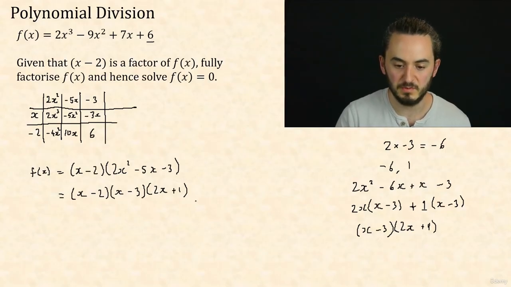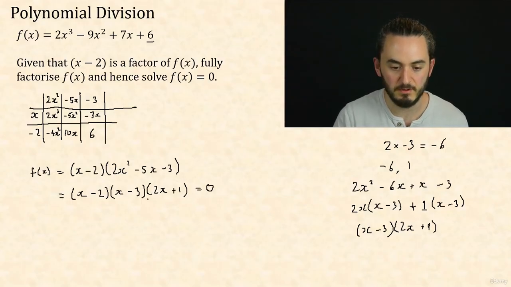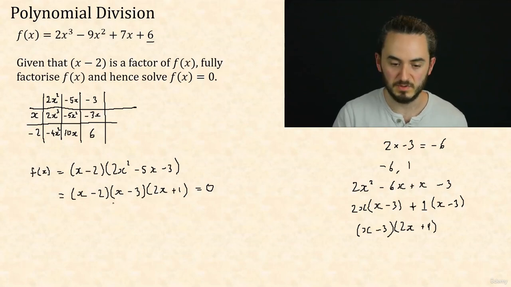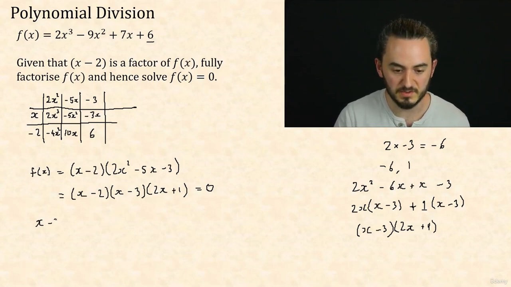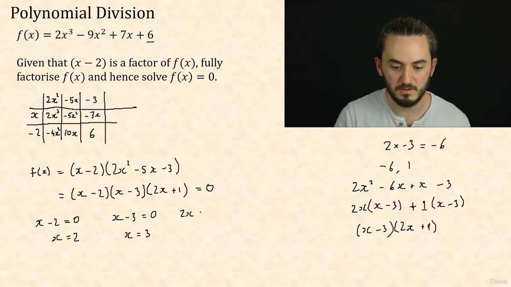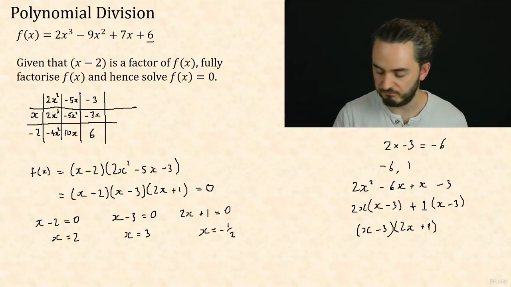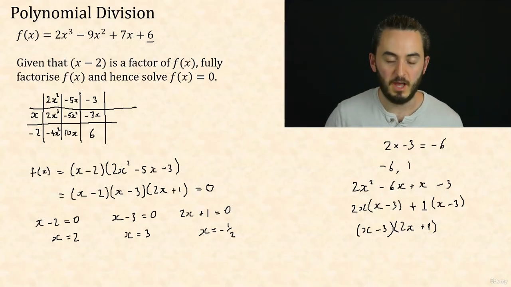It says hence solve f of x equals 0. So can we solve this equals 0? Sure we can, because if it's equal to 0, then one of the factors must be 0. So either x minus 2 equals 0, in which case x is 2, or x minus 3 equals 0, in which case x is 3, or 2x plus 1 equals 0, in which case x is minus a half. All right, so there is that full one.